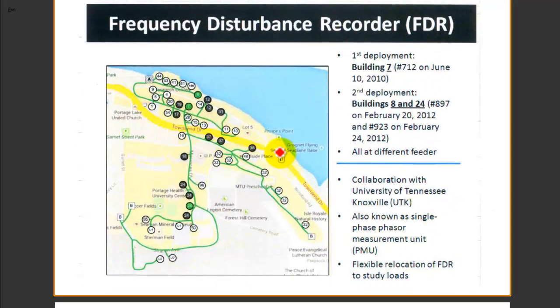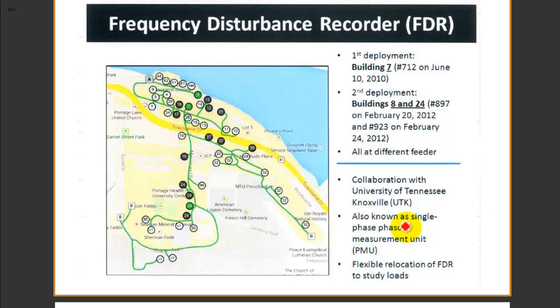So this is the frequency disturbance recorder data. As I mentioned earlier, we put these at 3 different feeders, and we started working with the University of Tennessee Knoxville. The good part of this device is that it's something like a home appliance. We can move it easily around the campus so long as we have an outlet to plug into to measure power, and at the same time a good reception to get the GPS data from the satellite.